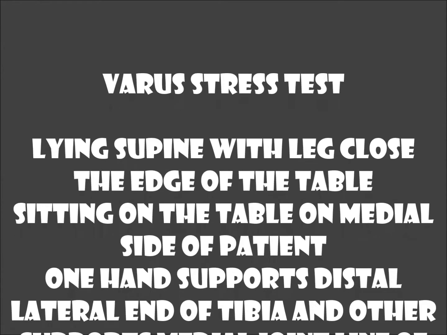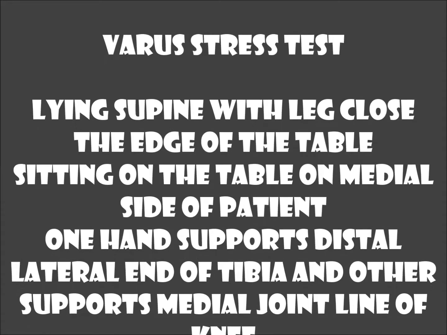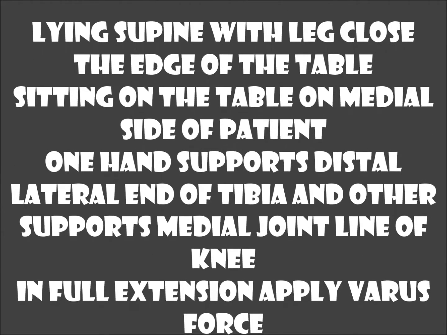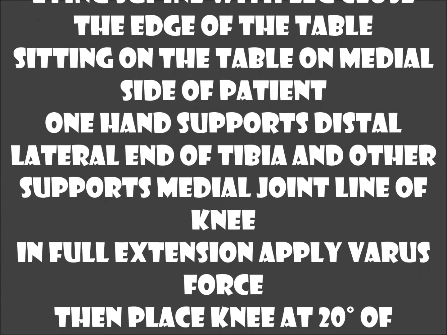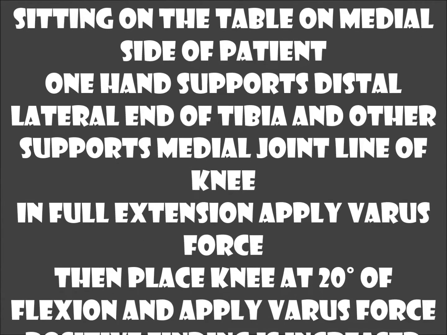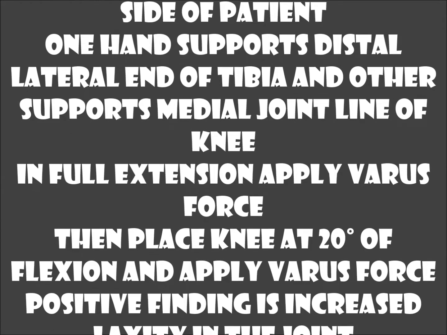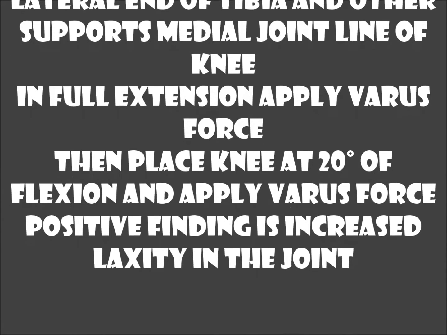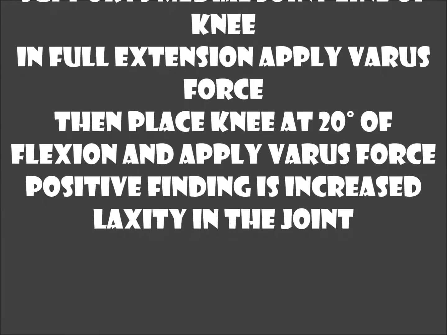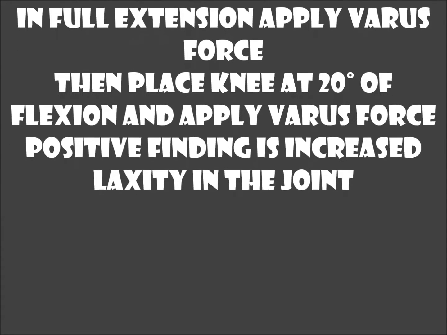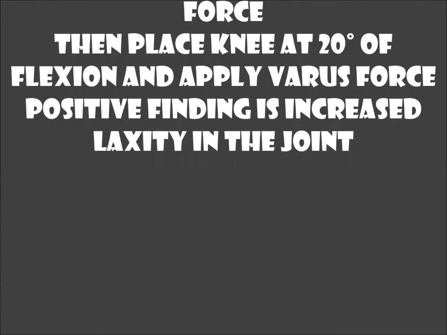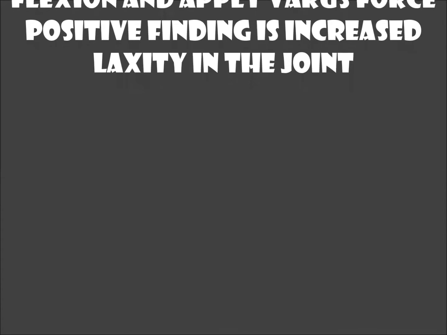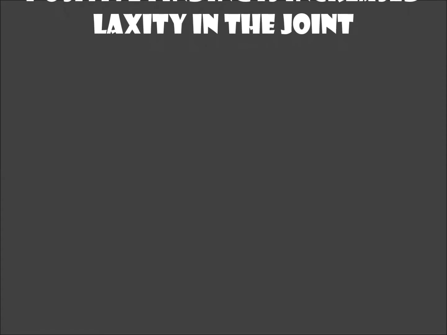You want to sit on the table along the medial side of the patient's knee. One hand will support the distal lateral end of the tibia, and the other supports the medial joint line of the knee. First, place the athlete in full extension and apply a varus force. Then place the athlete into 20 degrees of flexion and apply a valgus force. Again, this opens up the knee joint and allows for a more positive test. A positive finding, again, is increased laxity at the joint and also pain.